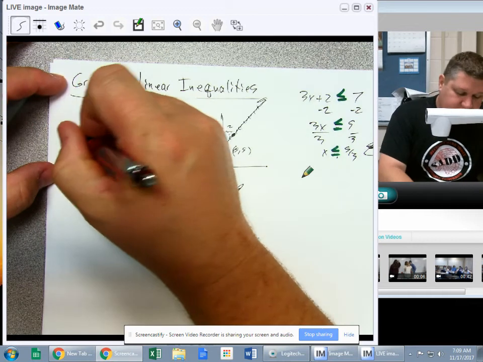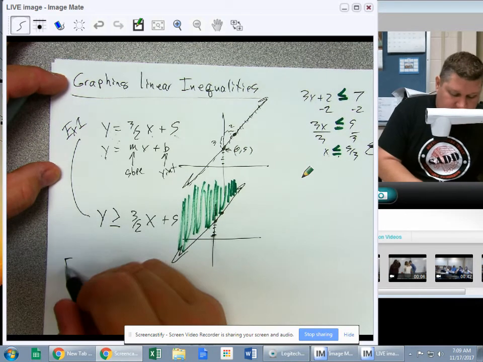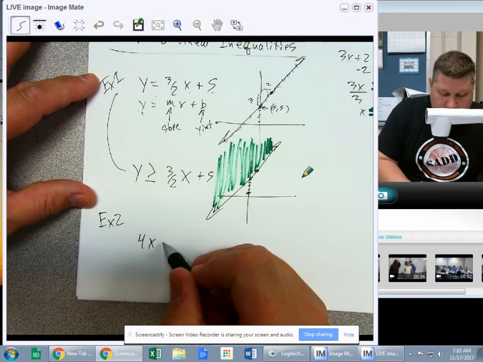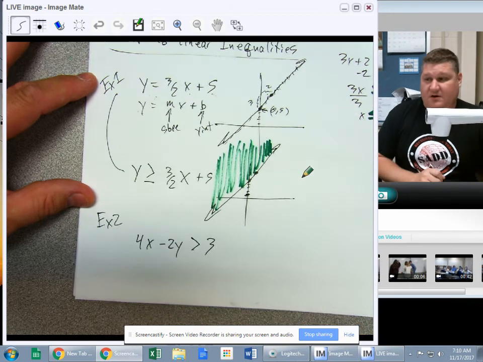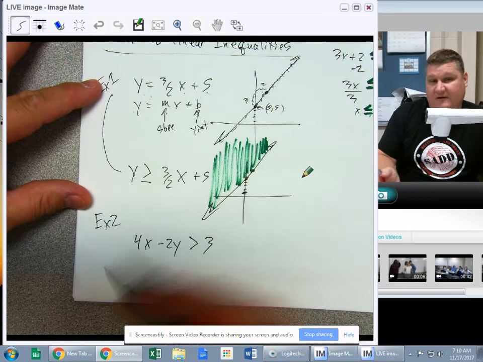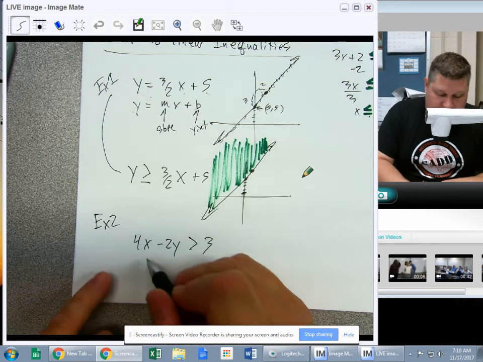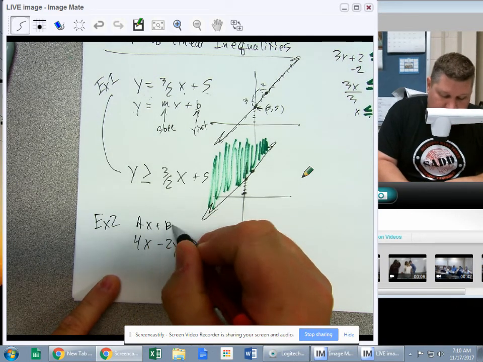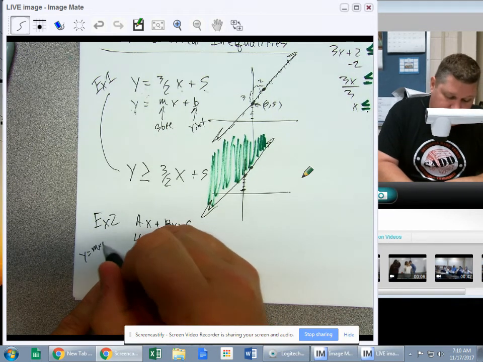Now, let's do another example just for fun. So that was example 1. So example 2, let's do something like this: 4x minus 2y is greater than 3. All right, so now this is in standard form, so I can't deal with it in standard form. Just like always, I have to move it into slope-intercept form. So let's get ax plus by equals c to y equals mx plus b.